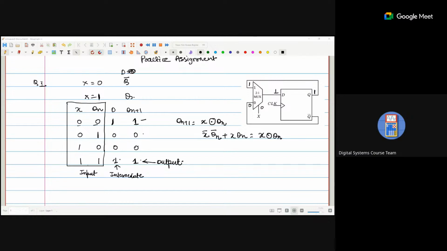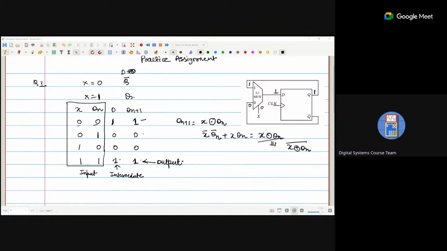Okay. Now the state equation Qn plus 1. What is the Qn plus 1? X nor Qn. Okay. Or basically we say the X XOR Qn bar. So it is X nor Qn. That is nothing but X XOR Qn bar. So the correct answer is first. Okay, if you have any doubt, you can ask.